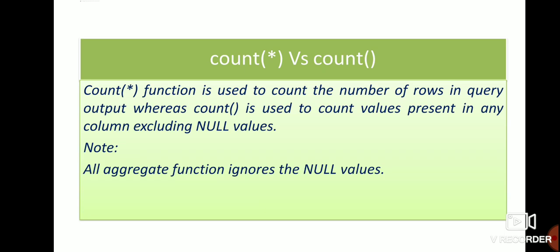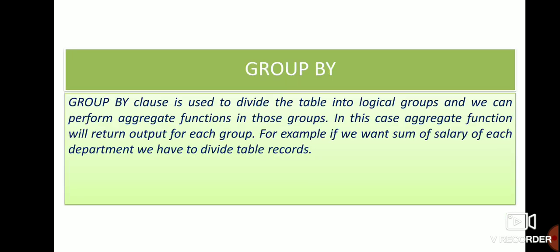See, you can see the difference also. Count asterisk function is used to count the number of rows in a query, whereas count is used to count values present in any column excluding the null values. It does not count the null values. Even all the aggregate functions ignore the null values.